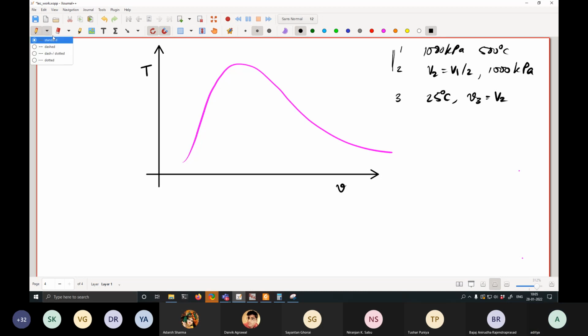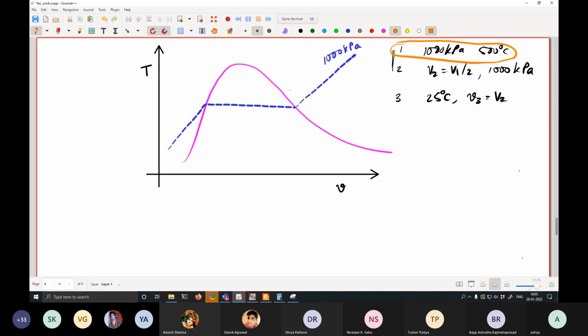Yes, sir. First thing, what should I draw? Very first thing, I should draw something on this plot. What should I draw? Sir, that 1000 kilopascal isobaric process. Yes, very good. You are correct. See, why are you nervous? Don't be nervous. So I will first draw the 1000 kilopascal isobar. On this isobar, how will I identify where point 1 will be? Point 1.